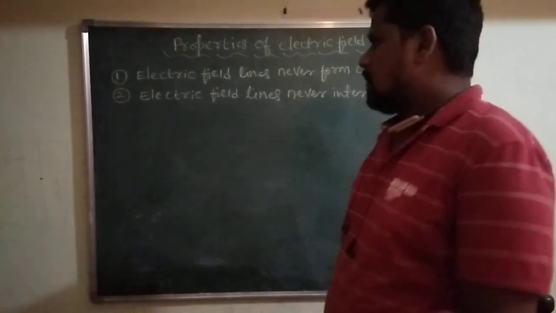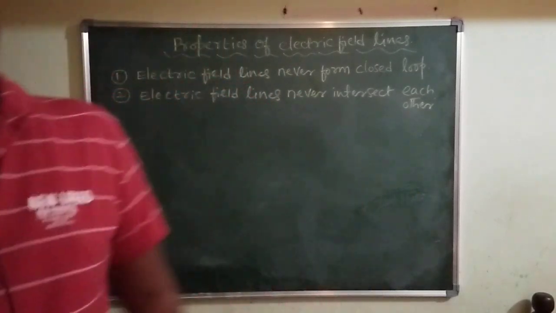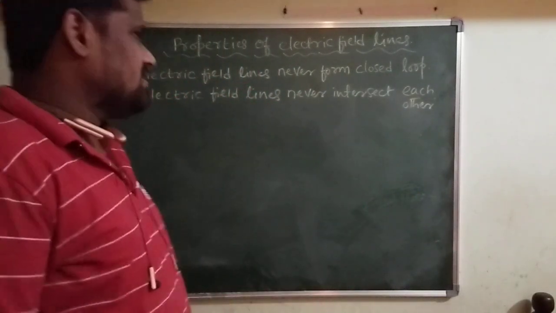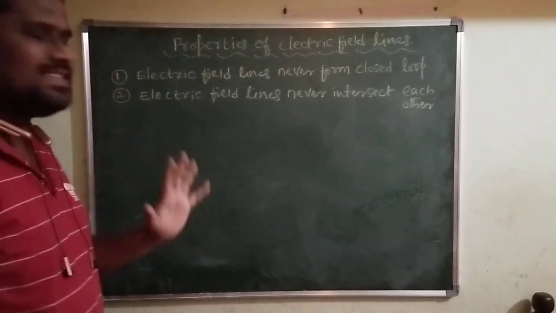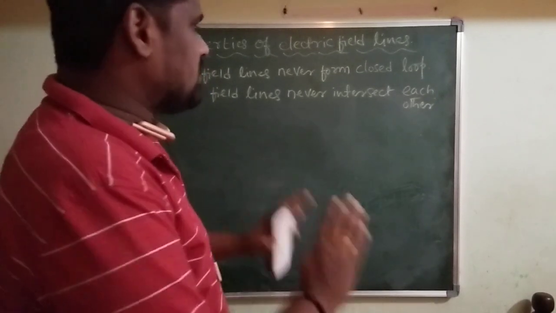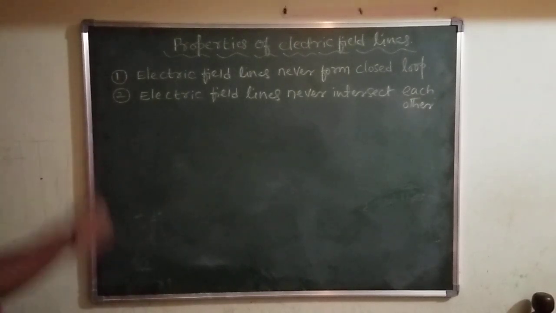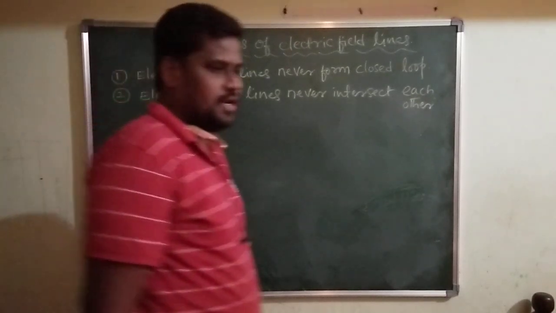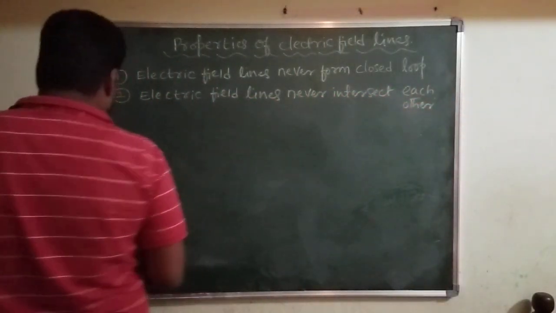Concentrate on the second property. Around a single charge, many electric field lines will exist in such a way that no electric field lines intersect with each other. Definitely there is no chance for intersection of what? Electric field lines. This is the second important property of electric field lines. Come to the third one.